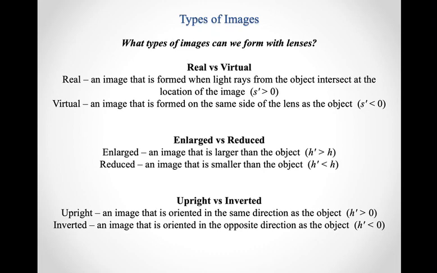For our enlarged versus reduced and upright versus inverted, there I need to think about the image height. And in the first case, I want to compare the image height to the object height. So an enlarged image has an image height that's larger than the object height. A reduced image has an image height that's smaller than the object height. For upright versus inverted, I simply need to think about the sign of the image height. So if the image height is positive, then it's an upright image. If it's negative, it's an inverted image.